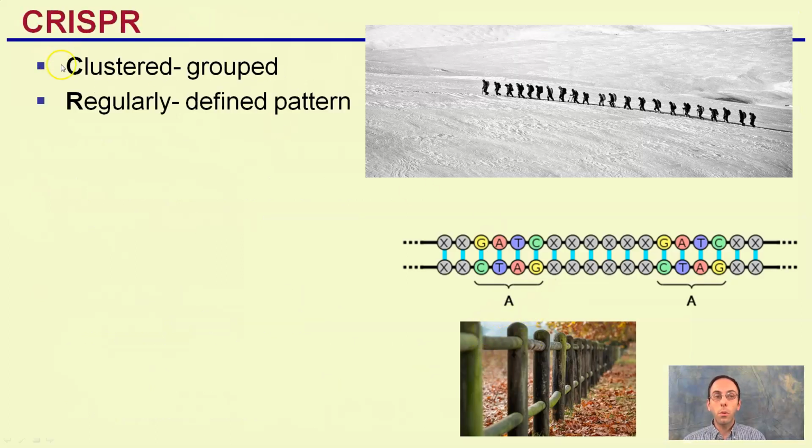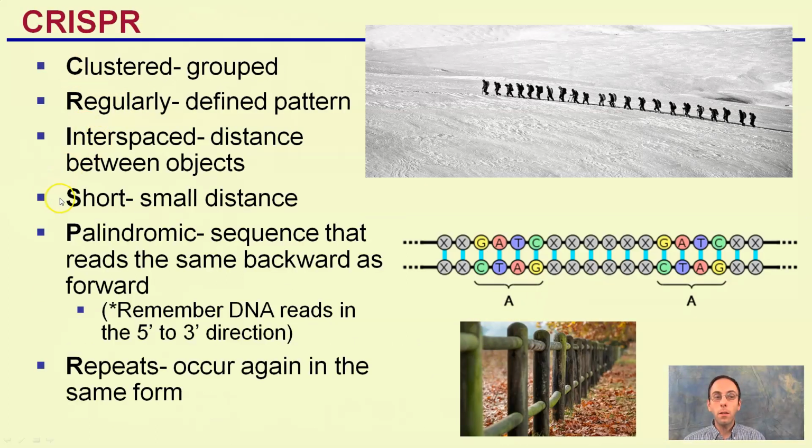Now, CRISPR stands for Clustered Regularly Interspaced Short Palindromic Repeats. So I tried to highlight the words here. Clustered is just kind of a grouping. Regularly, it's a defined pattern. Interspaced is just a distance between objects. It's small and short distances, so it's looking for a very short sequence.